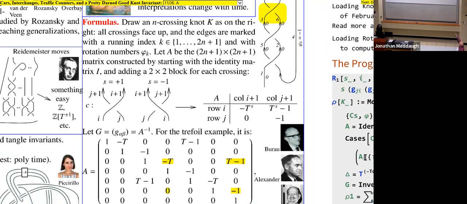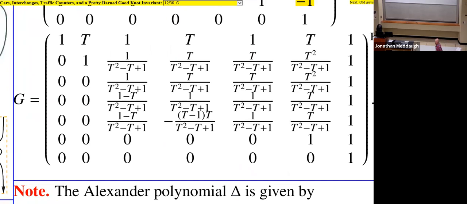For the knot shown here, I will be getting a 7x7 matrix as follows. If you stare at this matrix, you see that on the diagonal, I have the identity because I started from the identity. And then look at the top crossing. It's a positive crossing where strand three goes over strand six. So in row three and row six and columns four and seven, I should have a copy of this matrix. And indeed it's highlighted in yellow here: negative T, T to the S minus one, zero, minus one. That's how the matrix was constructed. Nothing exciting, okay? And then G is the inverse of that matrix, and that's even less exciting. Here it is, that's what came out. My computer told me that, I didn't do it by hand. In fact, even the typesetting is by the computer, okay?